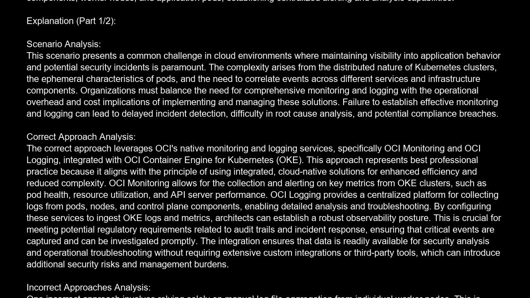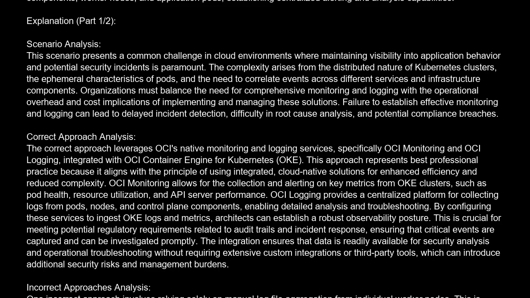Organizations must balance the need for comprehensive monitoring and logging with the operational overhead and cost implications of implementing and managing these solutions. Failure to establish effective monitoring and logging can lead to delayed incident detection, difficulty in root cause analysis, and potential compliance breaches.